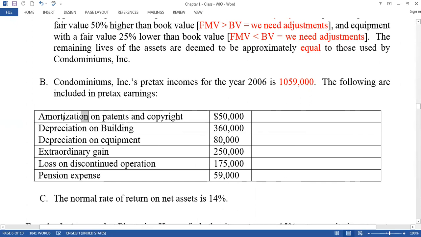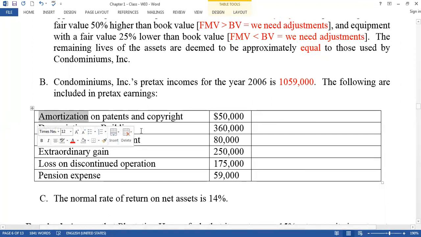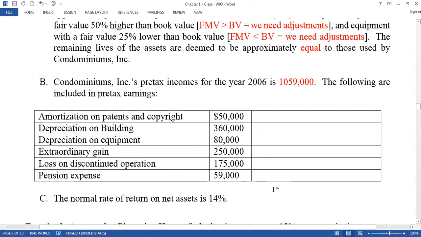Amortization means one kind of depreciation, you know that, right? We have two types of asset, tangible and intangible. If it is an intangible asset, we use the term amortization. If it is a tangible asset, we use the term depreciation, right? You learned this from your intermediate accounting.